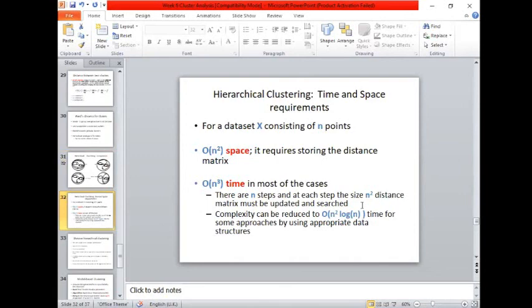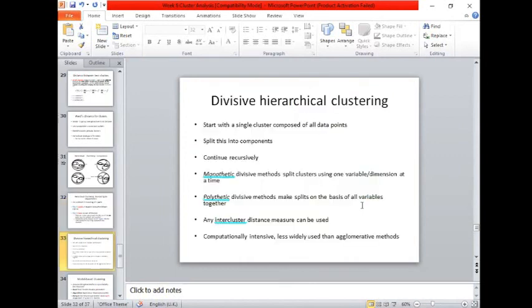Now, hierarchical clustering time and space requirements for a data set X consisting of n points. On space, it requires storing the distance matrix. On time, in most cases there are n steps, and at each step the size n squared distance matrix must be updated and searched. Complexity can be reduced to O(n squared log n) time by using an appropriate data structure, so it involves logarithmic functions. And those are the agglomerative clustering methods.